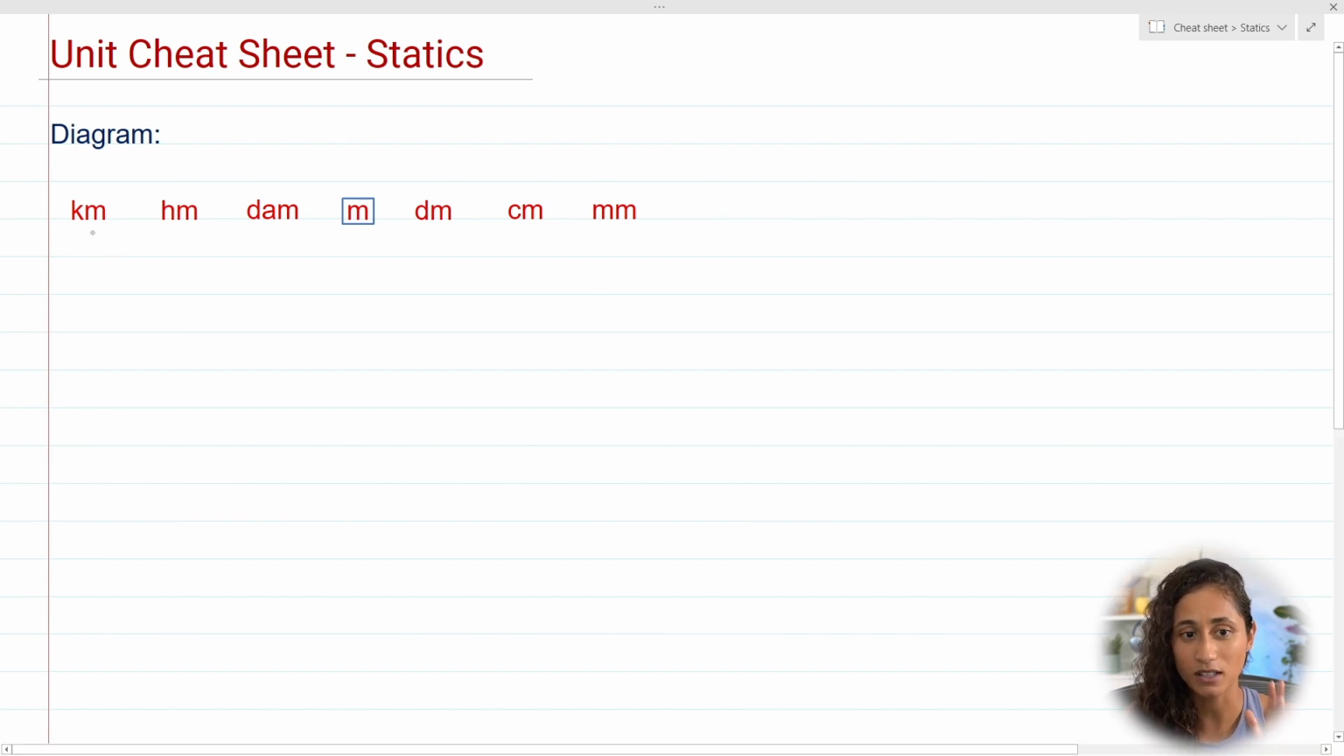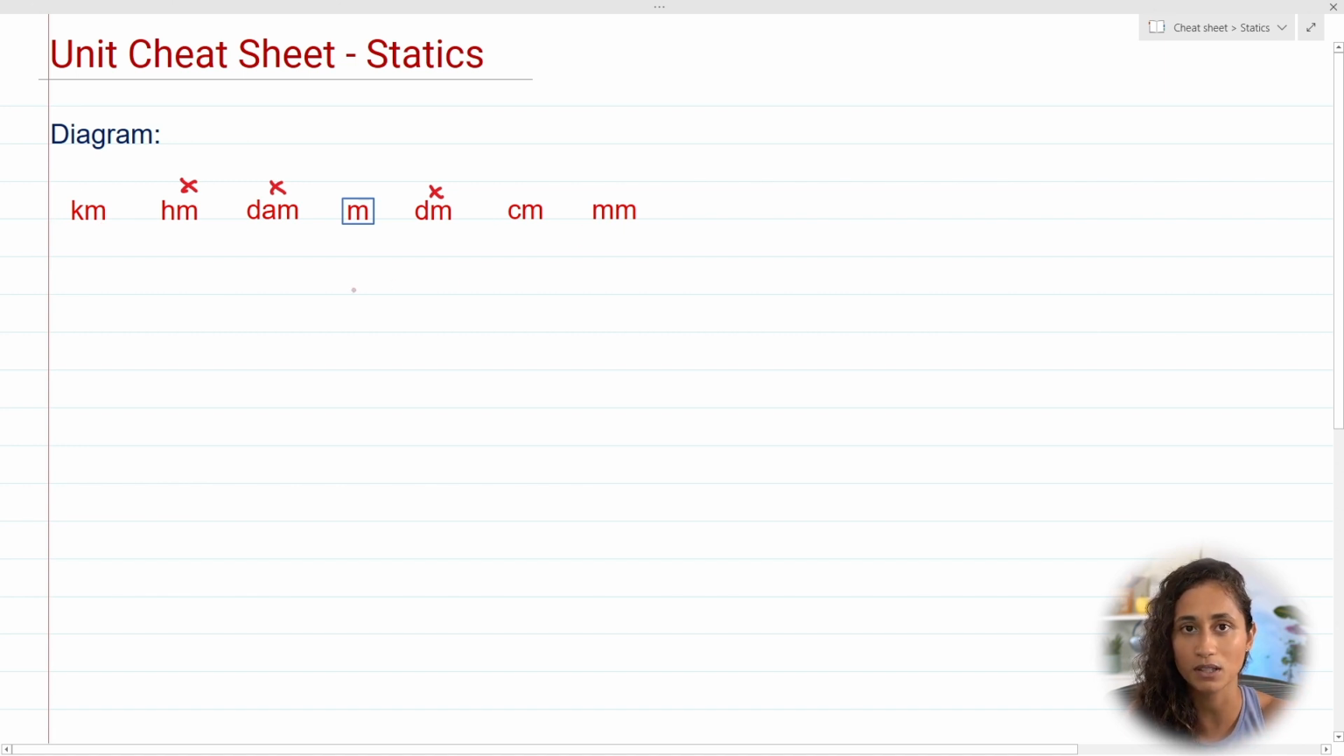So what we have here is kilometers. This is hectometer. This is decameter. Then we have meter, then we have decimeter, centimeter, and millimeter. Now, this unit here and this unit, you don't need to know. It's not common on the FE exam or engineering problems. All you need to know is kilometers, meters, centimeters, and millimeters.